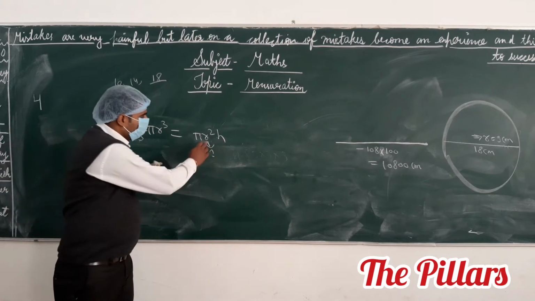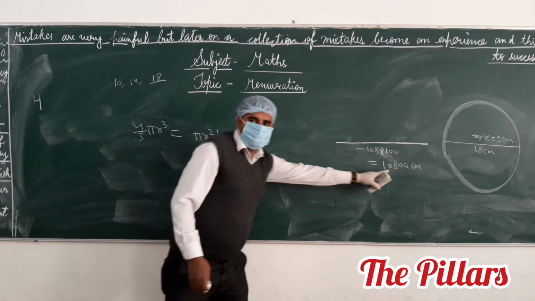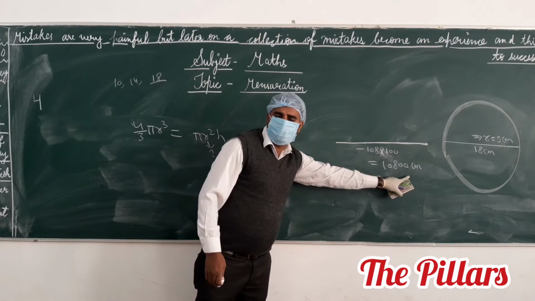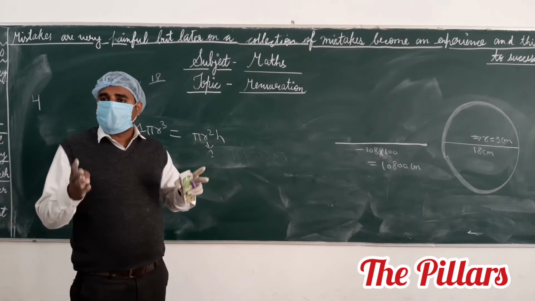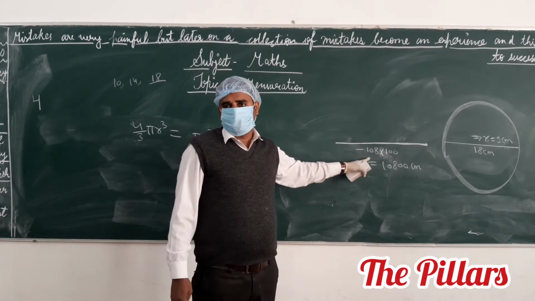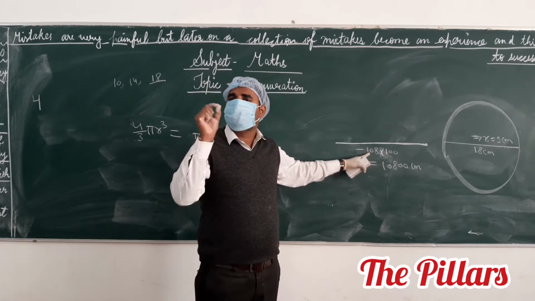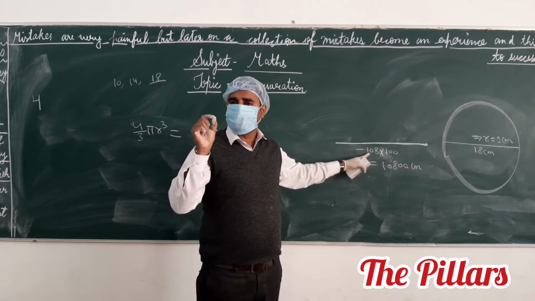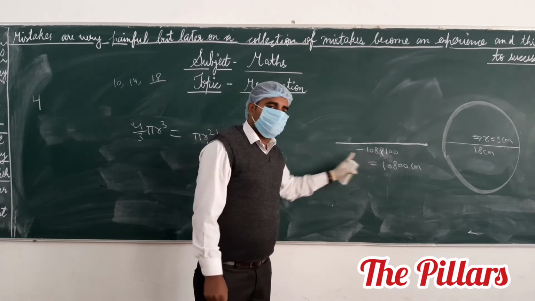The question I have asked is about h. The length of the wire is given, but the wire is cylindrical. You only have to mention the wire is cylindrical. Then we have to calculate the value of r.